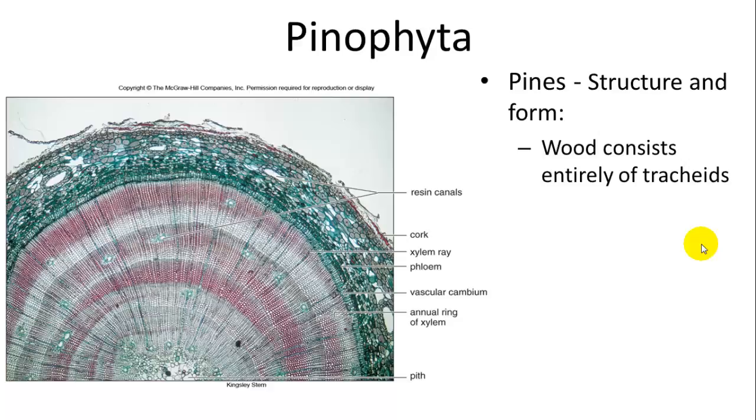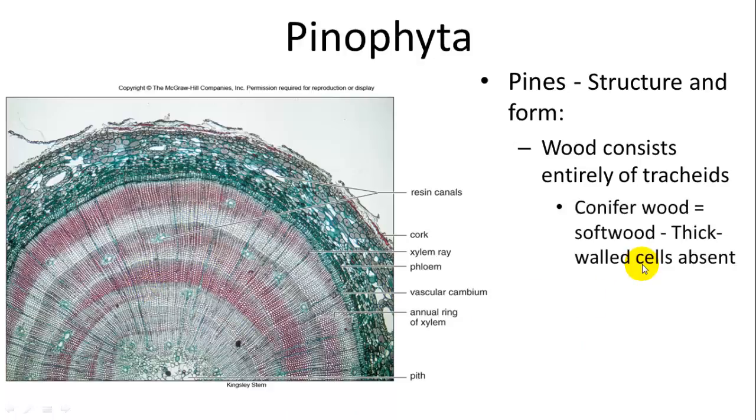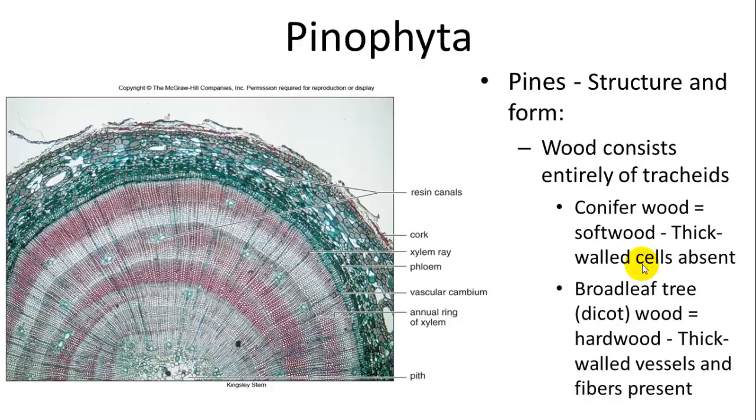Pines have wood that consists entirely of tracheids, so no vessels. A conifer wood thus is referred to as a softwood because it does not have those vessels with thick walls, and the wood is softer than a hardwood, which would be like in a dicot wood, a flowering plant, a flowering tree, because they have thick walled vessels and fibers present.